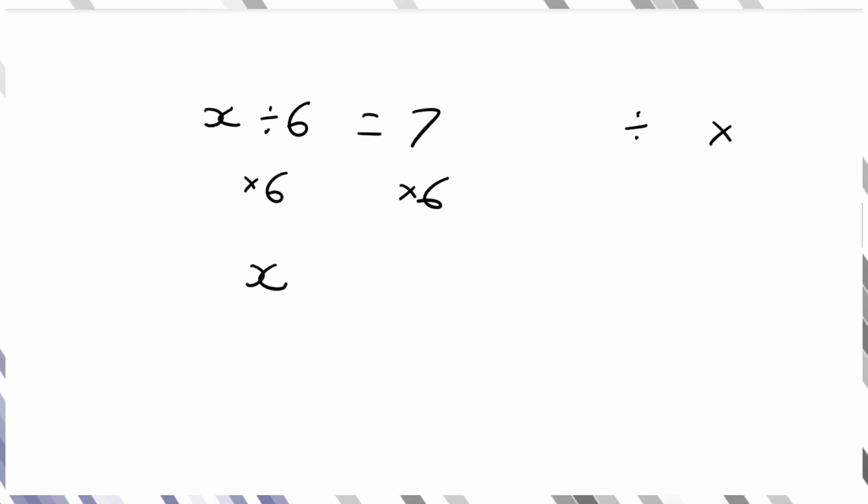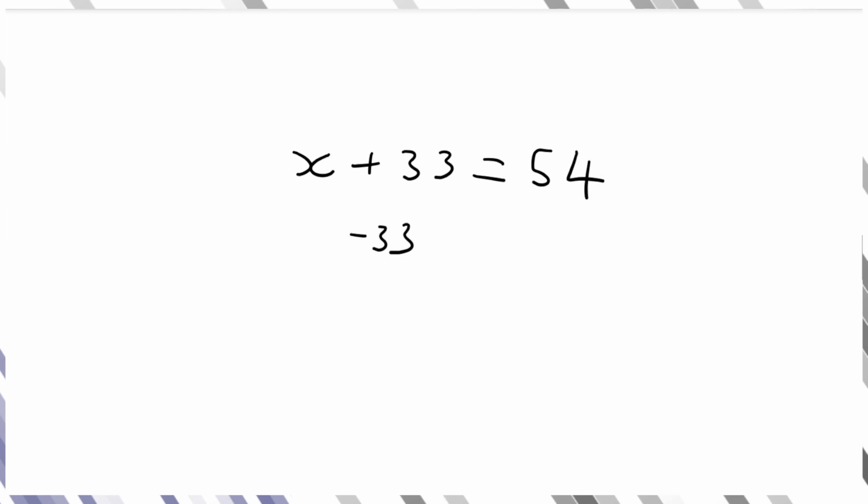Let's use the other operation. So let's say x divided by 6 is equal to 7. Well, the opposite of division is multiplication. So let's times both sides by 6. And that will give us x on its own. Now we have to work out 7 times 6, which is 42. So in this one, x is 42. 42 divided by 6 does equal 7.